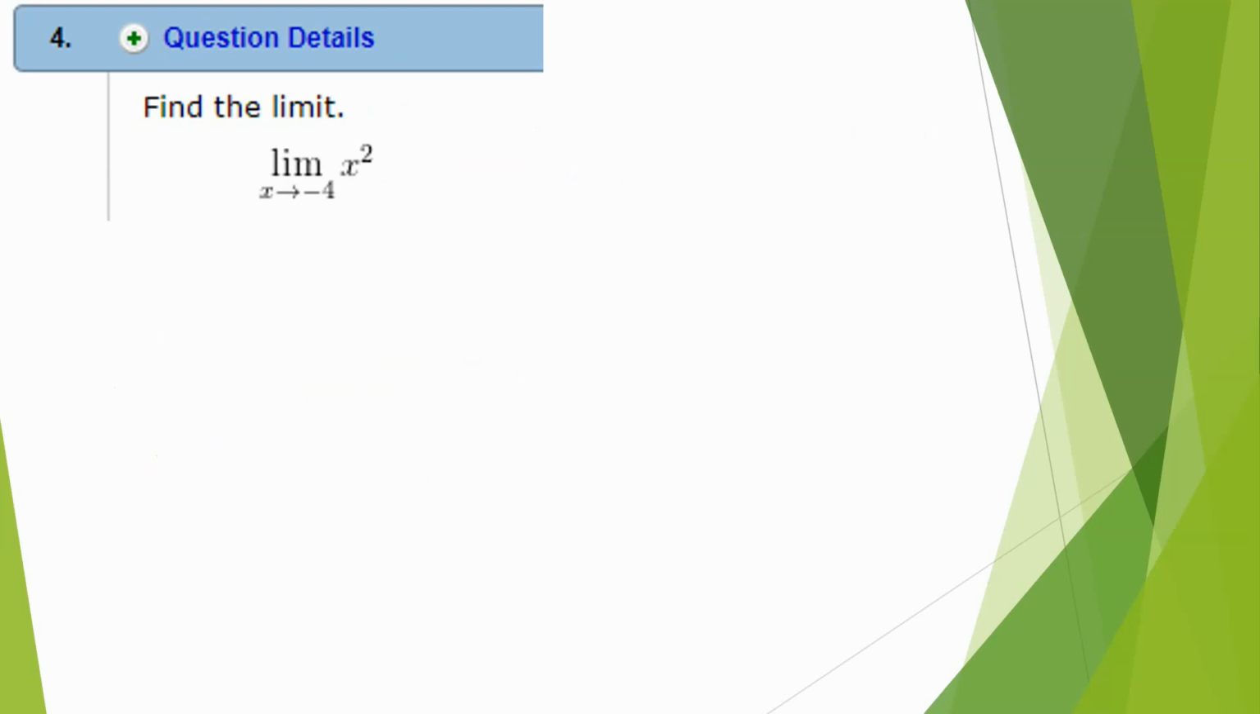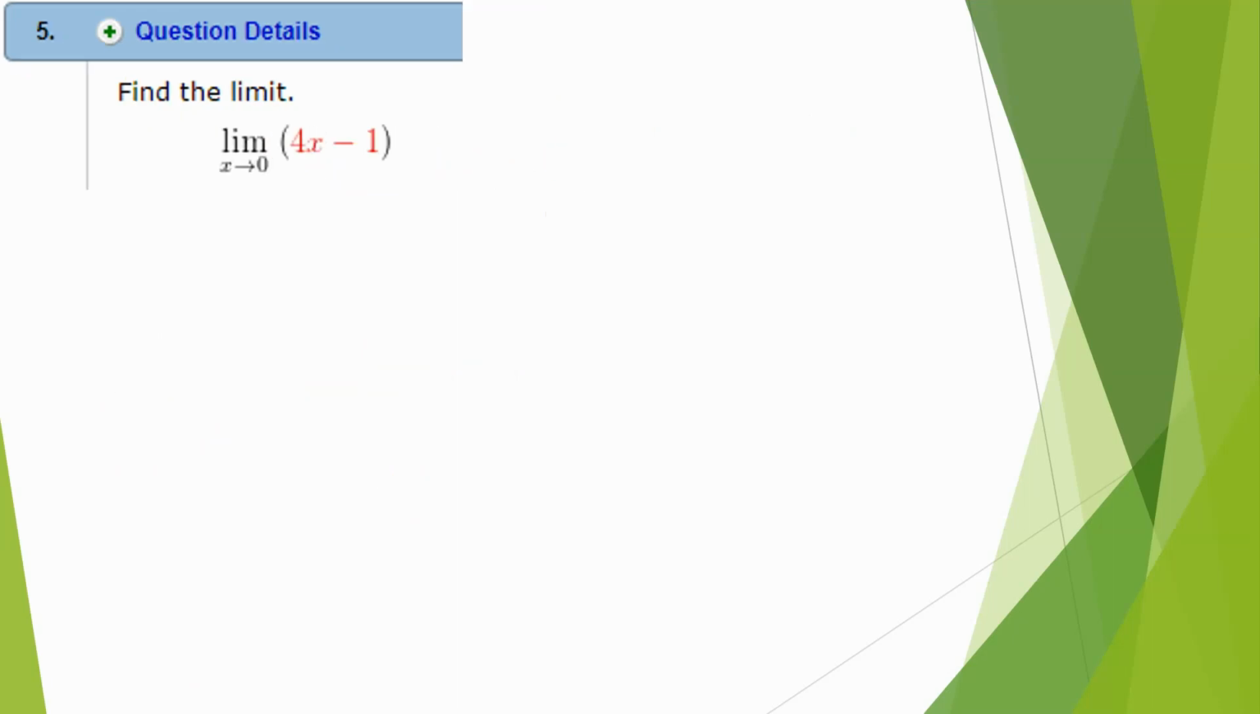All right, number 4, finding the limit. This is a polynomial. All we have to do is just plug it in, right? Negative 4 squared is 16. We like that kind of problem. Number 5, same deal, polynomial. We can just plug it in. 4 times 0 minus 1, 0 minus 1, we get negative 1.